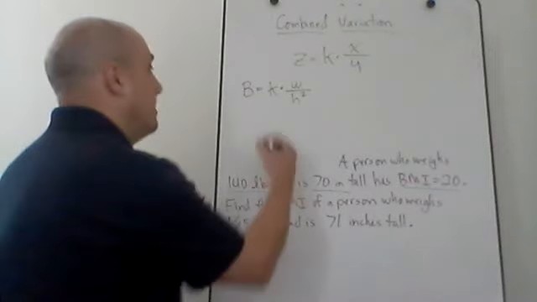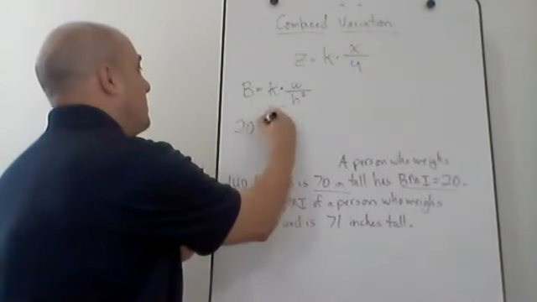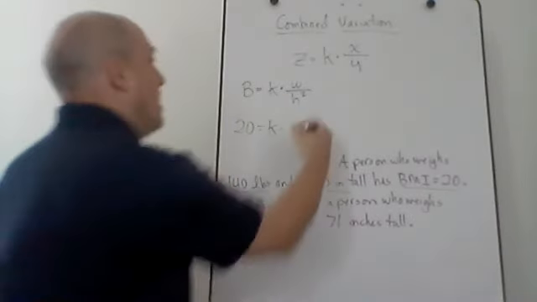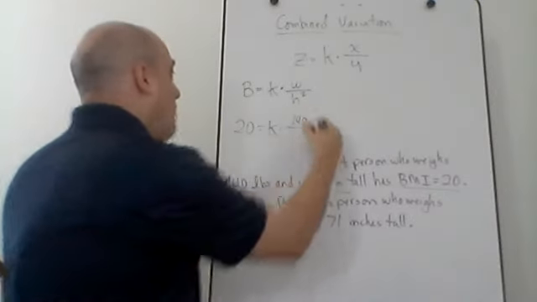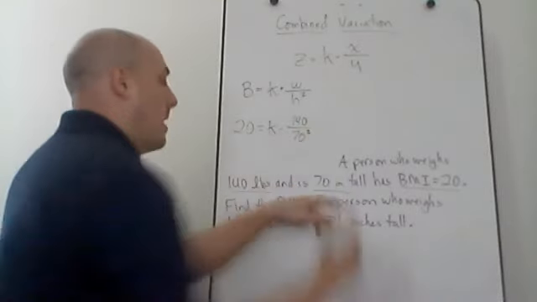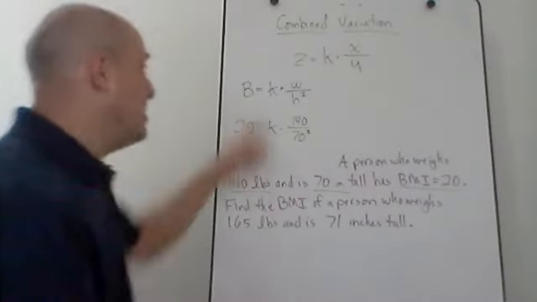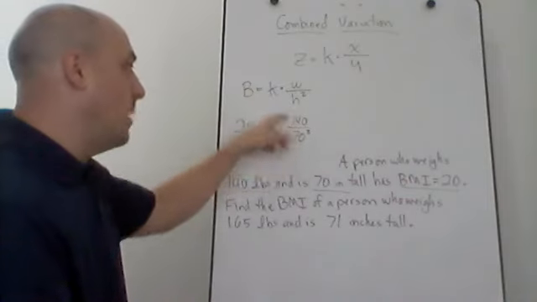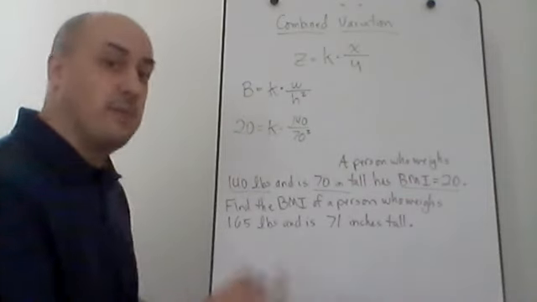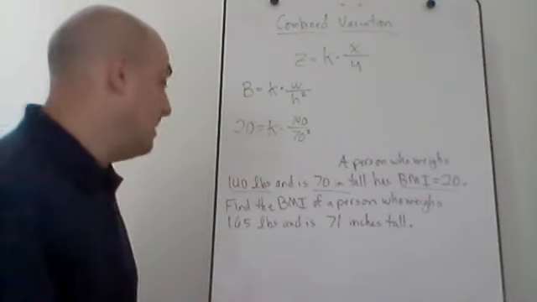All right, so let me do that here. So my BMI, B, is equal to 20. So 20 equals K times the weight, W, which is 140 pounds, over H squared. H is the height, so that's going to be 70 squared. And once again, since I use the letters W and H, I know where to put the weight and where to put the height. It's pretty easy to figure out if you label things conveniently like we did here.